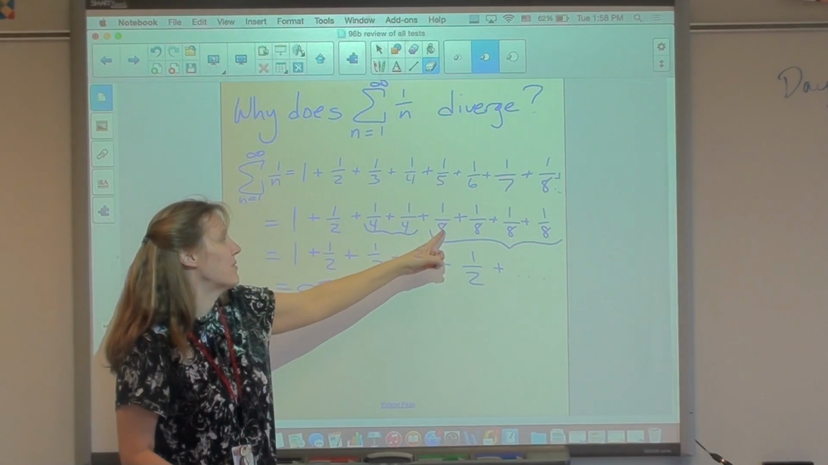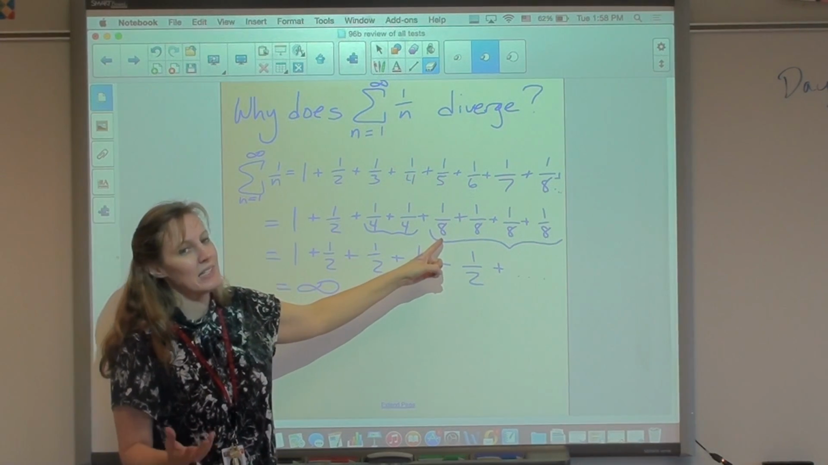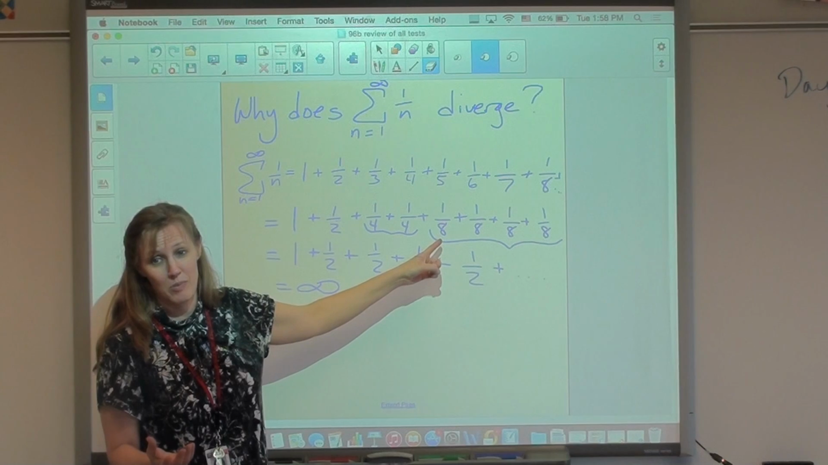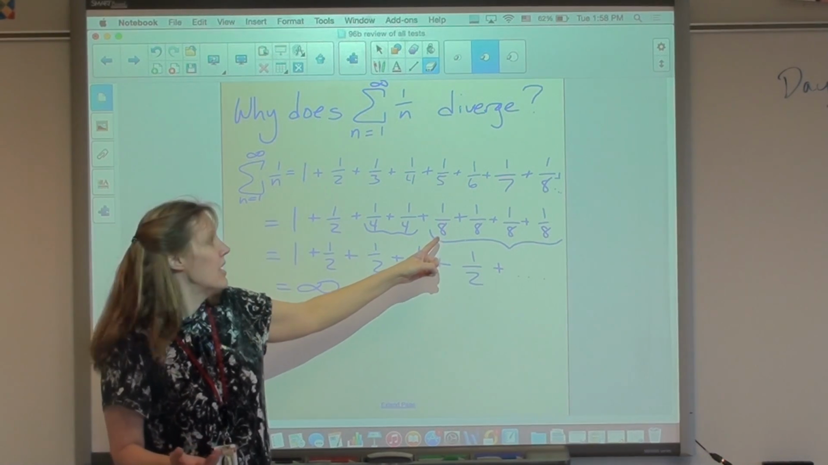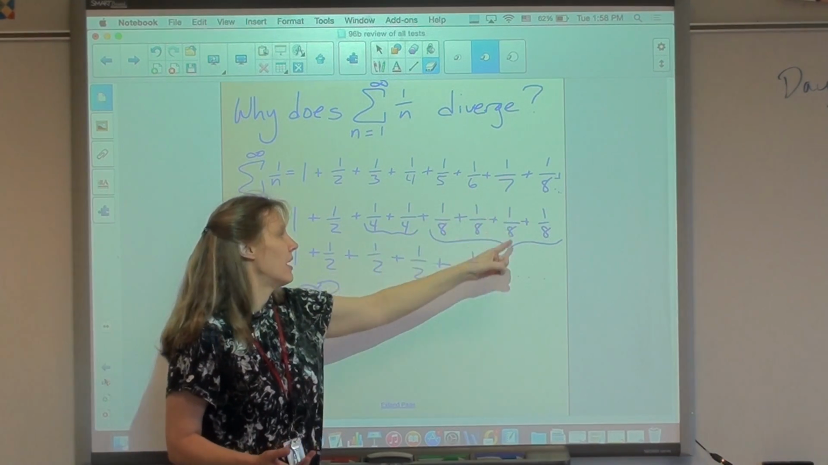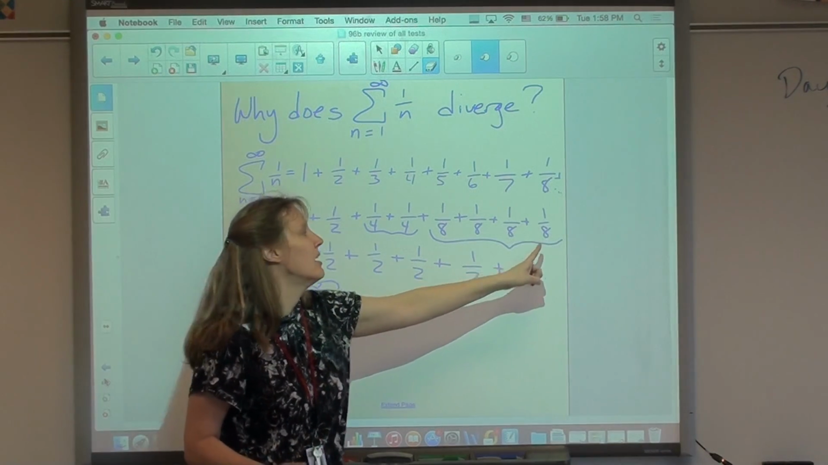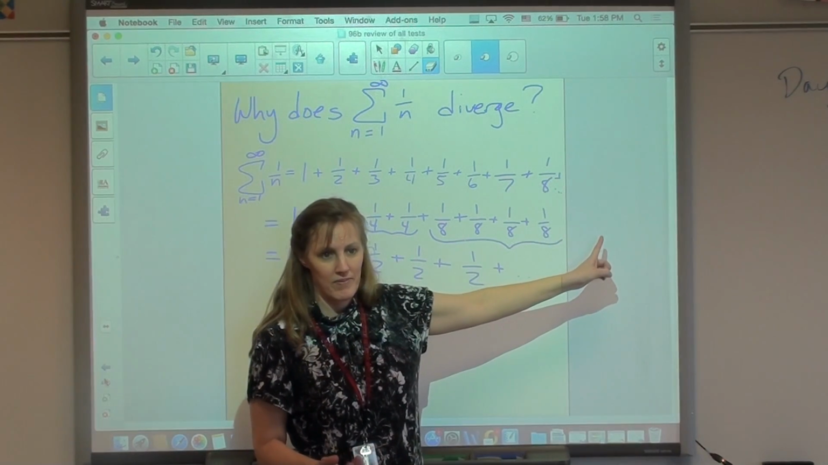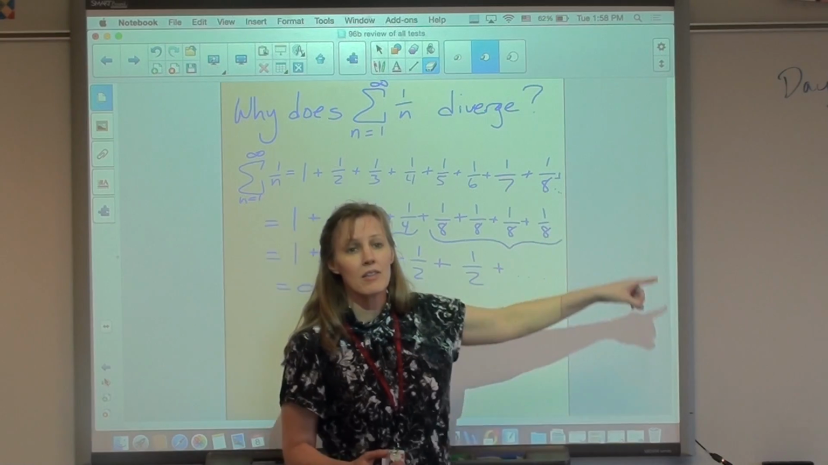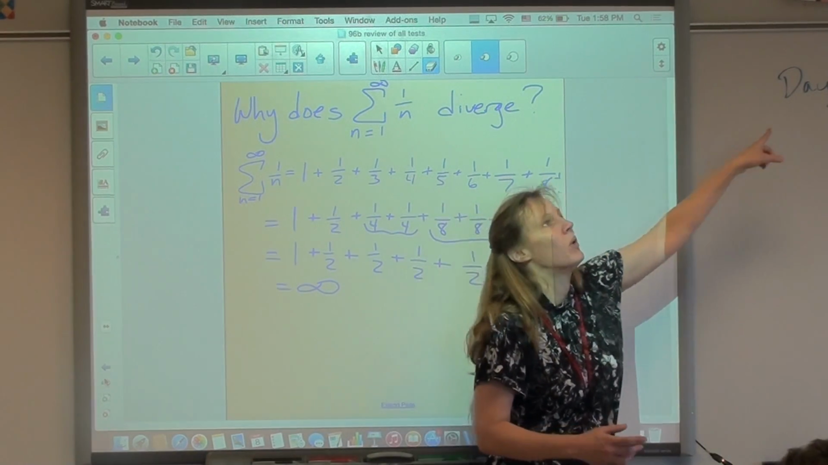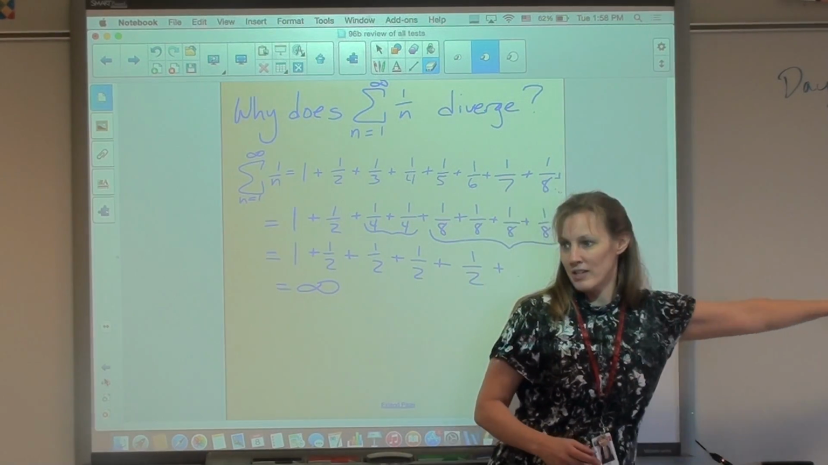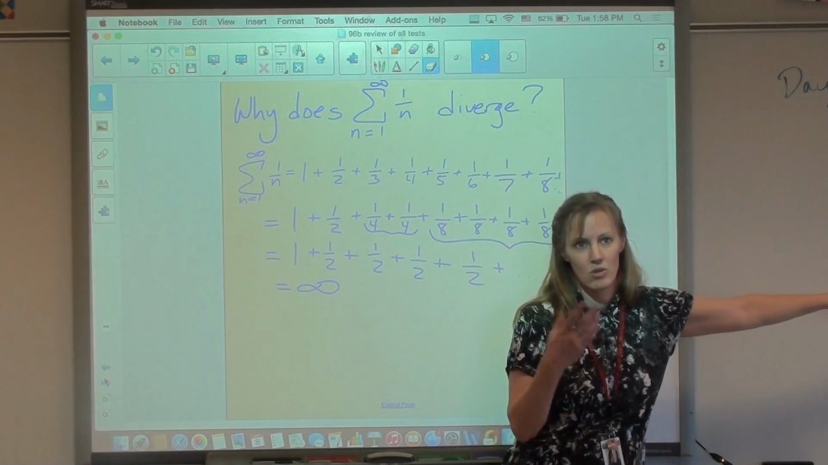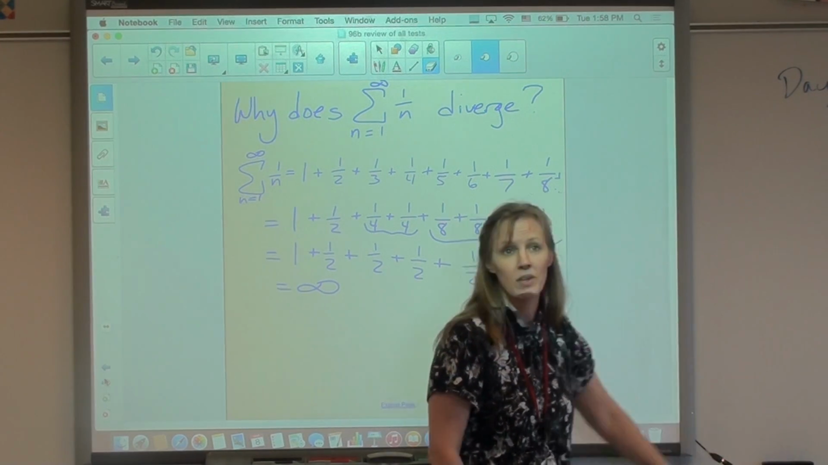Now we get to 1/5. The biggest power of 1/2 that's less than or equal to 1/5 is 1/8. It's 1/2 cubed. And then again, you'd have 1/8, 1/8, 1/8, until you hit the 1/8. Then you move on to 1/16, and you're at 1/16 all the way through until you hit 1/16. And then you move on to 1/32, and you just keep going.